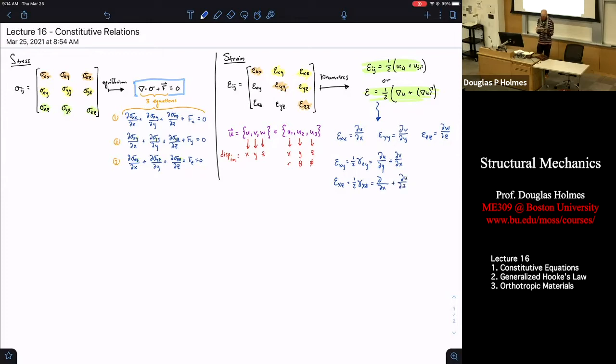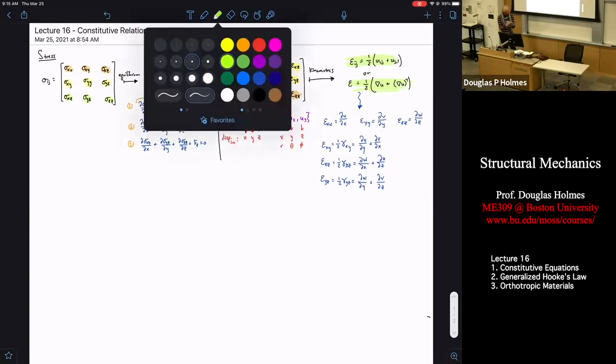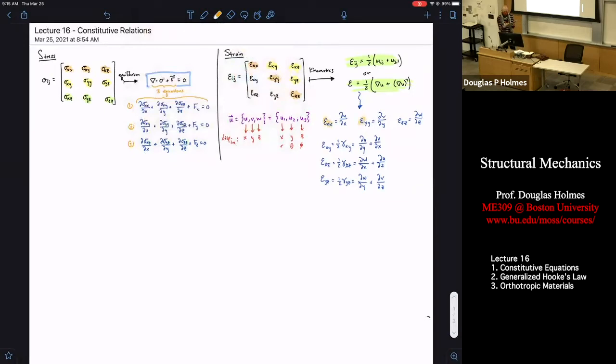This is probably du, W. Yep. YZ, similarly 1/2 gamma YZ. And Z would be W and Y would be V. And so here we have all the 6 components of strain, the 3 normal strains, and the 3 shear strains, which we had to remember are related to what we derived with gamma by a factor of a half.